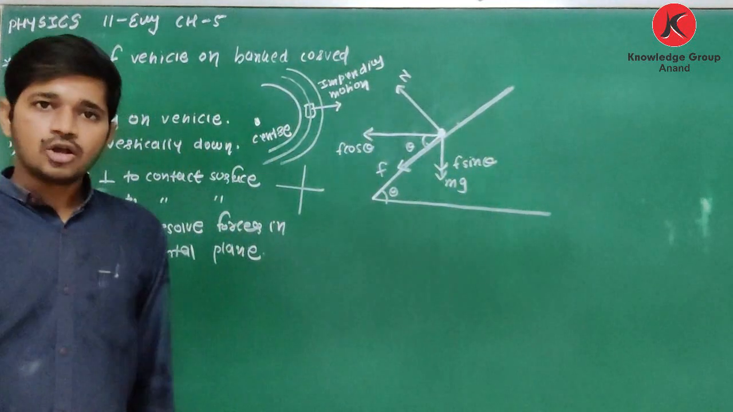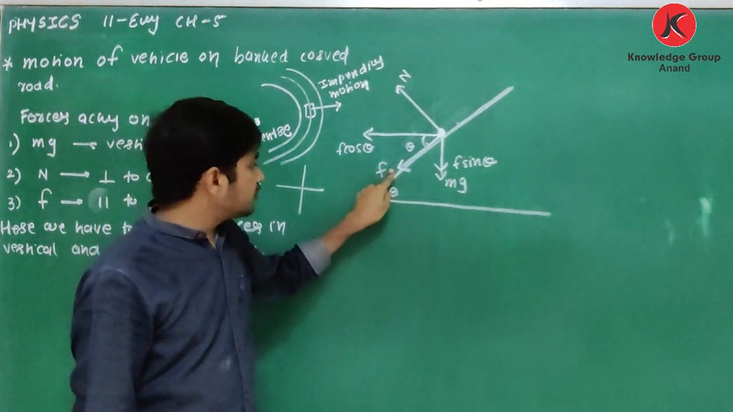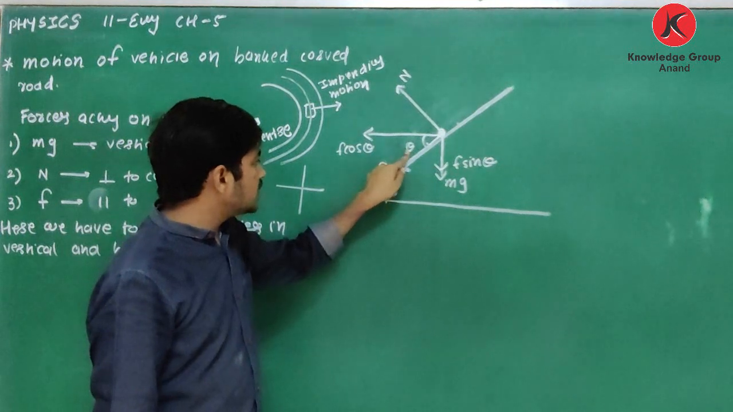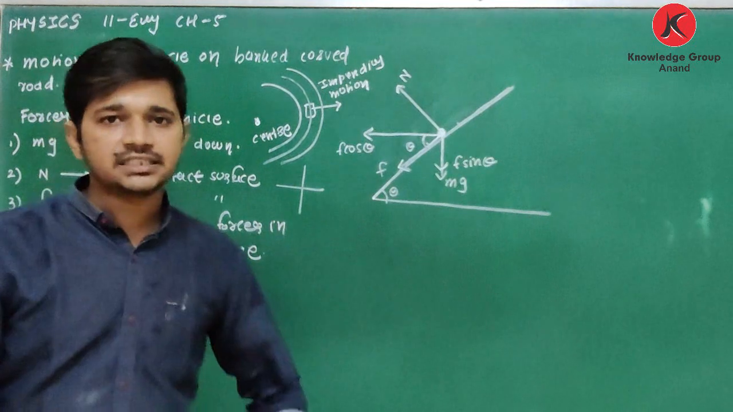Clear? Okay. Again, F is parallel to the contact surface in this direction. If this angle is theta, this angle is also theta. F is making angle theta with this component, so it is F cos theta, and the other component is F sin theta.